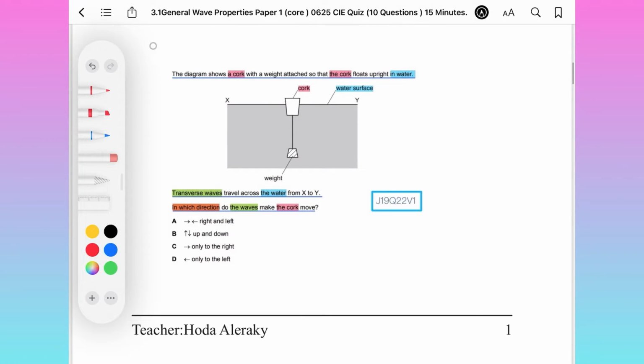Question number 1 here, we are discussing transverse waves, and you have a cork floating upright in water. The transverse waves here are traveling across the water from X to Y. So this is the direction of wave travel. How do the particles behave in these transverse waves? Particles vibrate up and down at right angles to the direction of wave travel. So the cork at the surface of the water will also vibrate up and down.